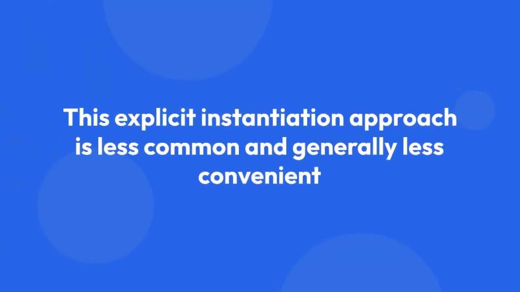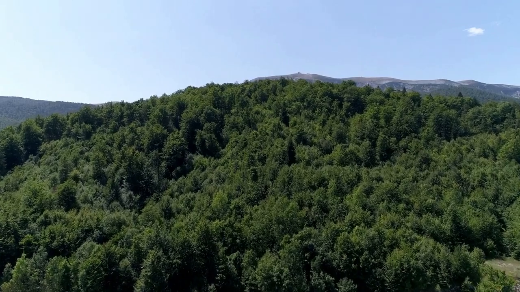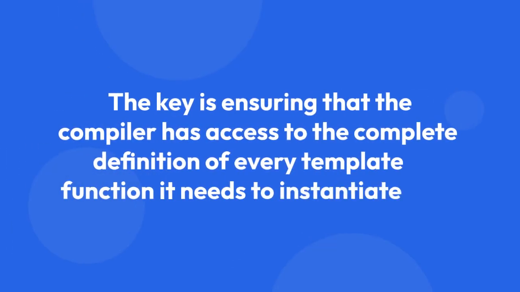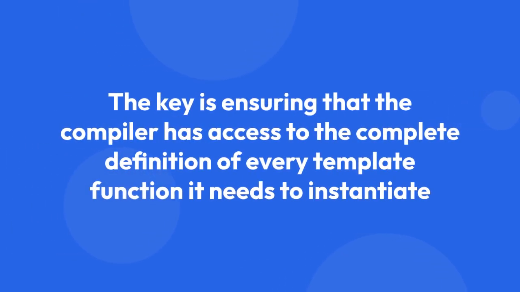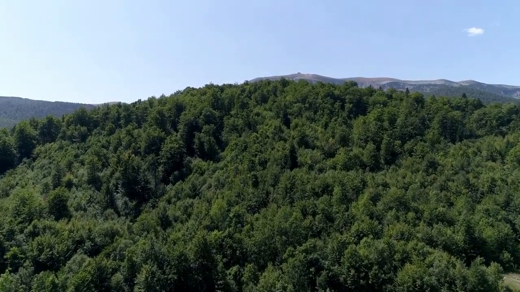This explicit instantiation approach is less common and generally less convenient than defining the template function within the header file. But it's crucial to understand that the linker needs to find the machine code for the specific template version it needs. Remember, the key is ensuring that the compiler has access to the complete definition of every template function it needs to instantiate, either by placing the definition in the header or explicitly instantiating the needed versions.